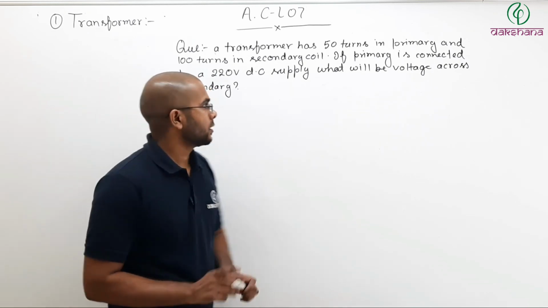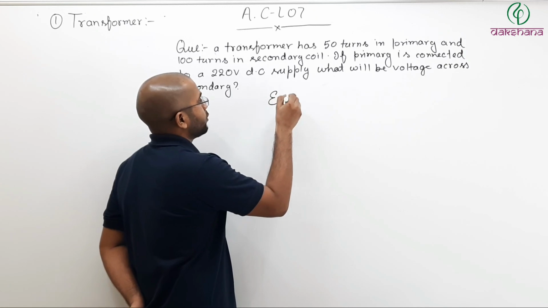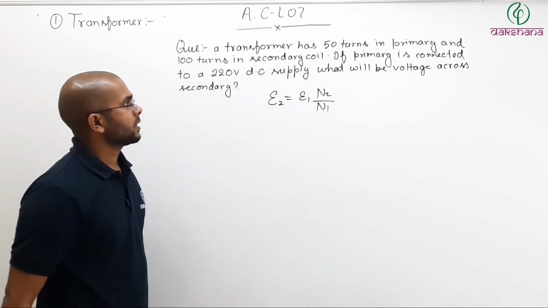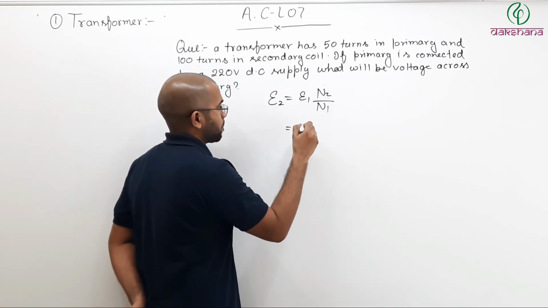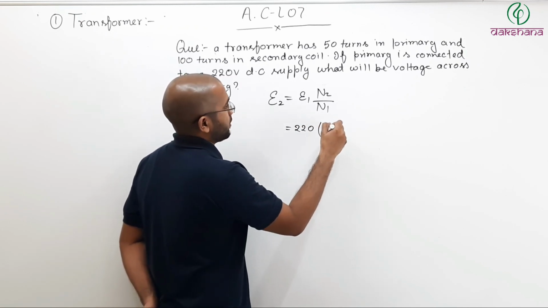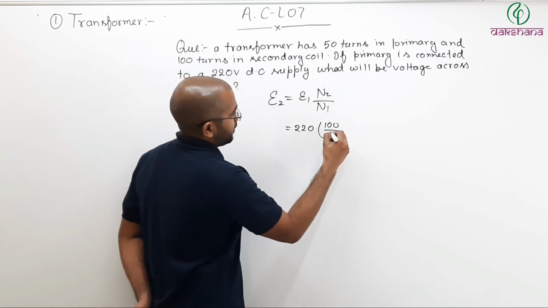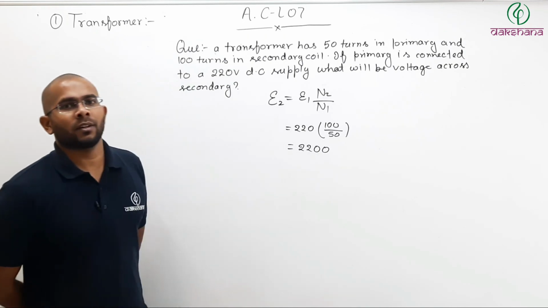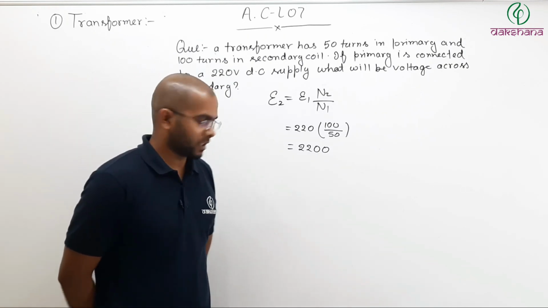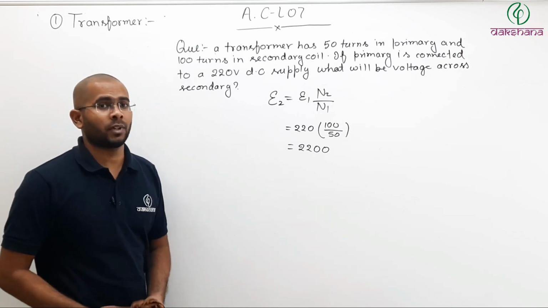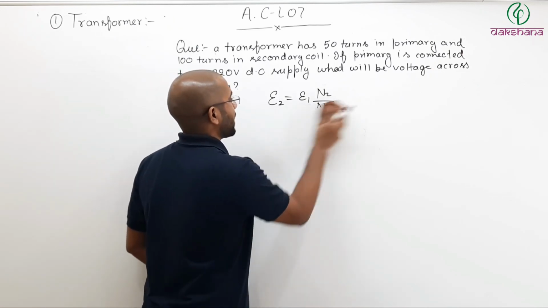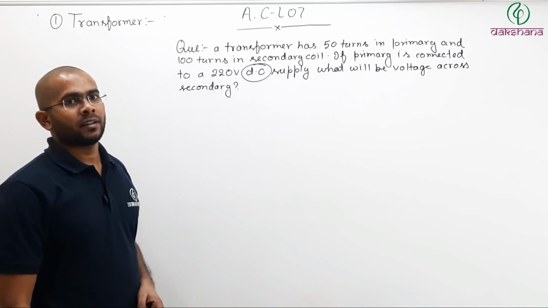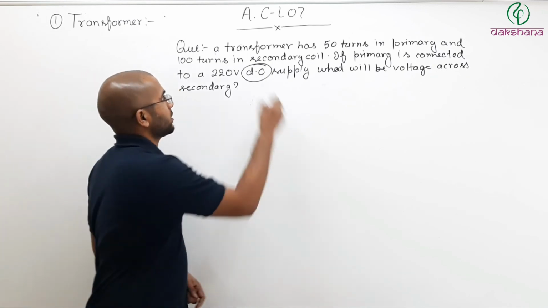Now let us solve. Here you have studied that E2 equals E1 times N2 by N1. Now what is E1? 220. What is N2? 100, the secondary coil. What is N1? 50. So what is this? 2200. Now how many of you have done it like this? Everyone is wrong. If you have done it like this, you have done it wrong. Why? If you did not pay attention, here they are saying it is a DC supply. Supply across the primary coil is what?